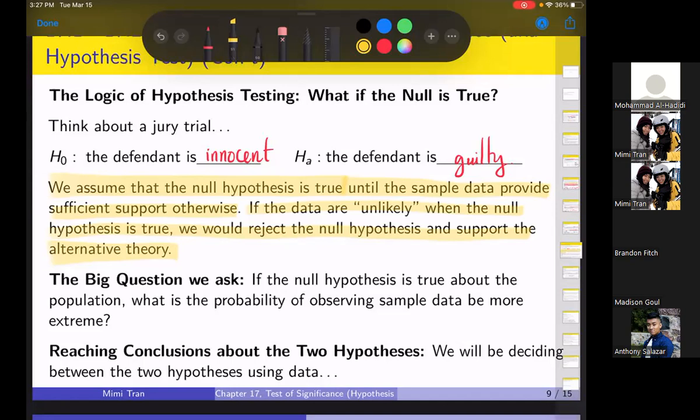A lot of people go to jail for things that they haven't done, right? That's why capital punishment is rarely applied to people. What if a guy is innocent? Ten years later, they find out he's innocent, and you already killed him. So when you reject H naught, you just favor HA. You support it, but it doesn't mean that it's 100% true.